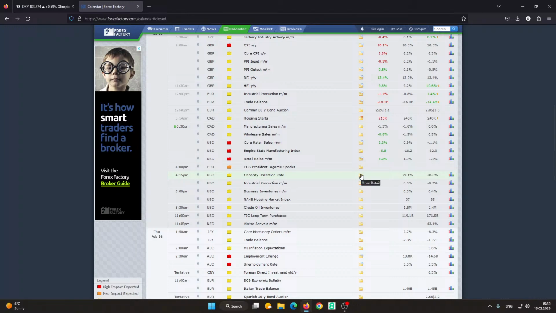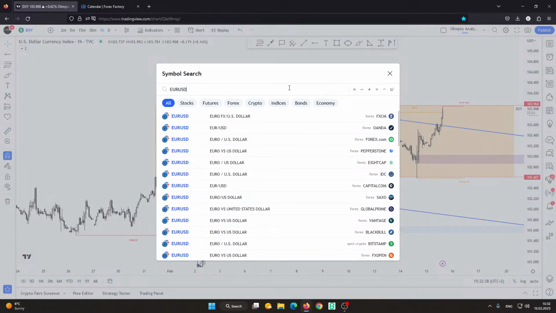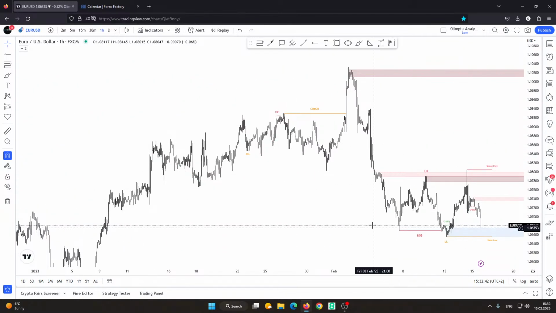Later we'll have capacity utilization rate and industrial production. Better than expected data here will force the dollar index to jump higher. USD Japanese yen 15 buy or sell, I don't know. Please be patient. If you want me to reply, please be patient. I cannot take a look at all markets in 1 minute. Bitcoin will dump as per this data. I will take a look at all markets, but you'll have to be patient and wait.